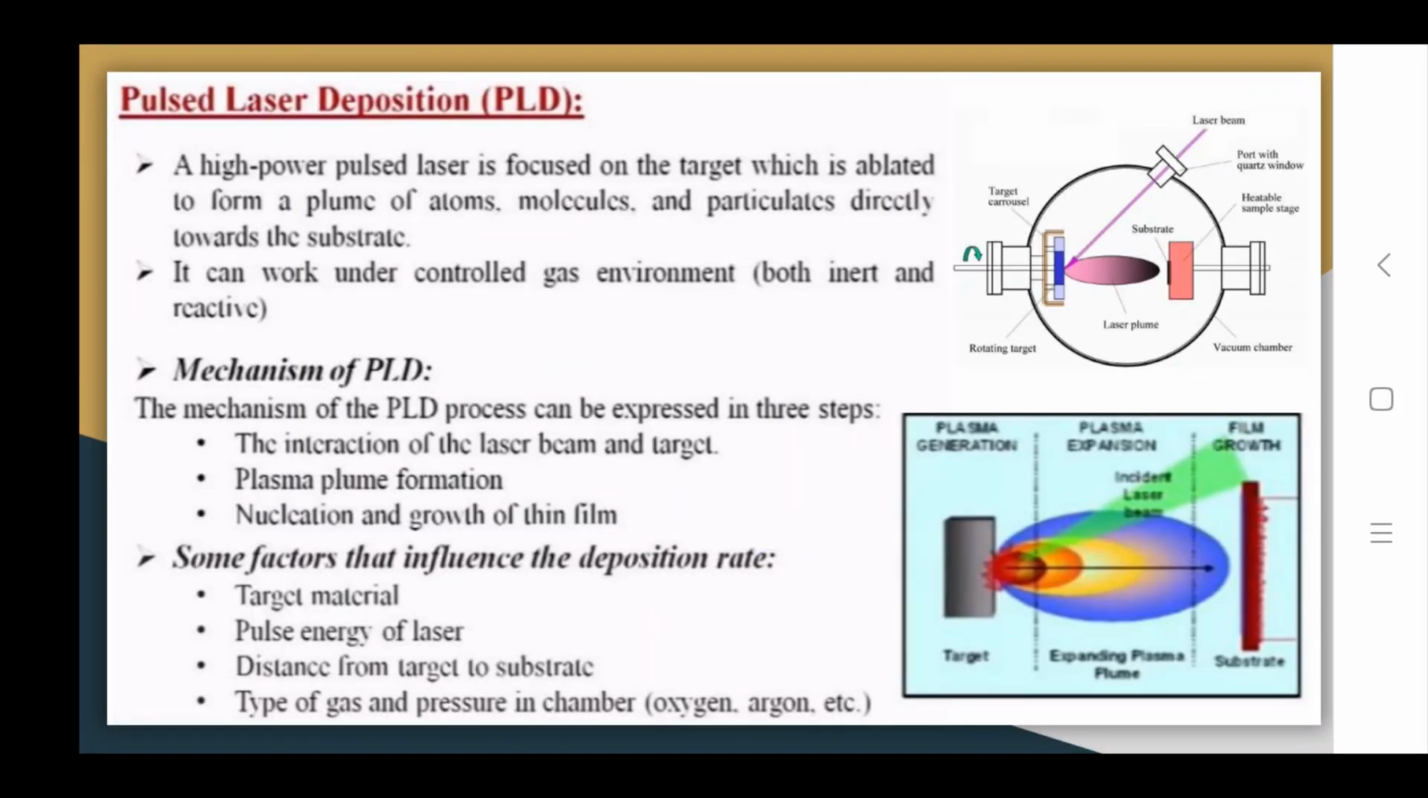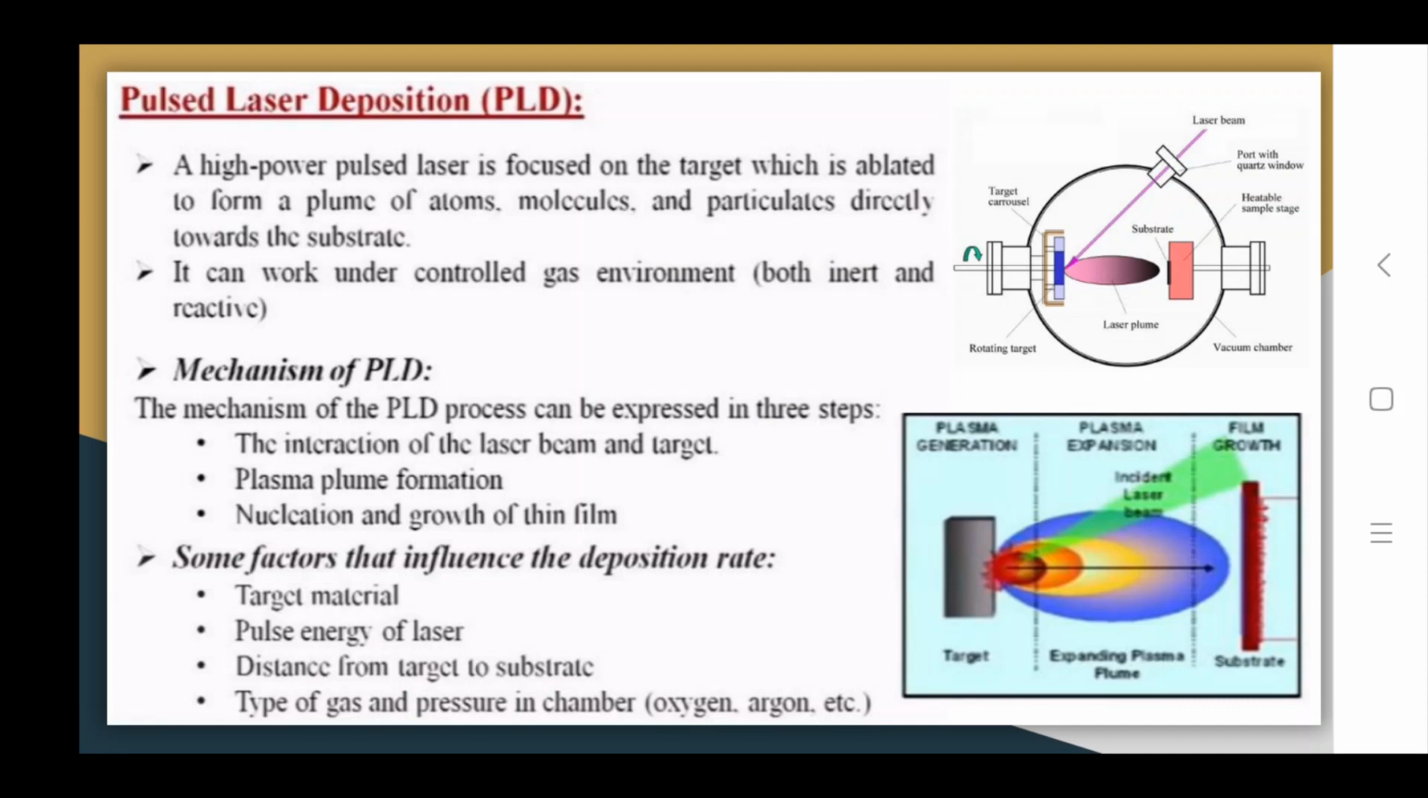Now we are going to discuss the next method, that is the pulsed laser deposition, or PLD, process. A high power pulsed laser is focused onto the target, which is ablated to form a plume of atoms, molecules and particulates directly toward the substrate. It can work under a controlled gas environment, both inert and reactive gas. It depends upon which kind of material we are going to coat.